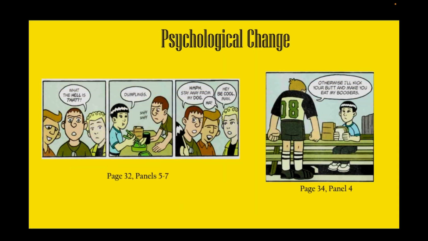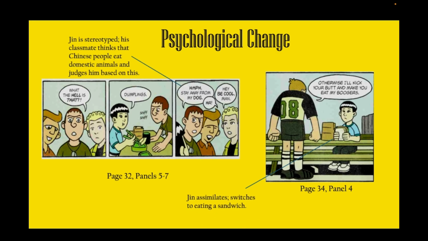Jin's first sign of change is on pages 32 to 34, where after being judged by his classmates, who cruelly say "stay away from my dog" when he eats Chinese food, Jin switches to eating a sandwich. This change is small, but it marks his first attempt to assimilate into American culture and appear just like everyone else. Jin modifies his actions to avoid ridicule, suppressing a part of his heritage, demonstrating how social pressure and discrimination can influence behavior, leading to psychological change.